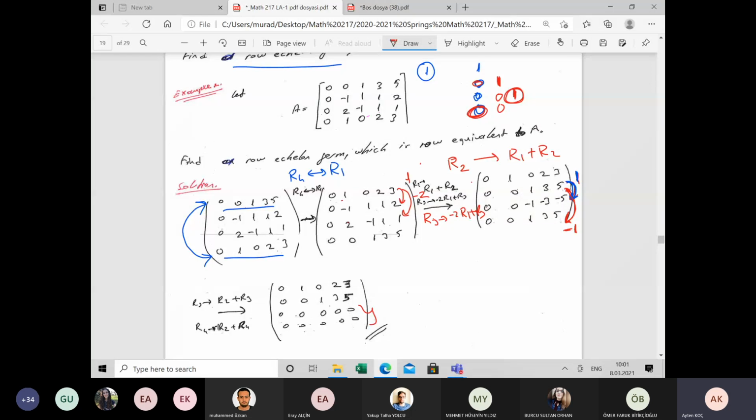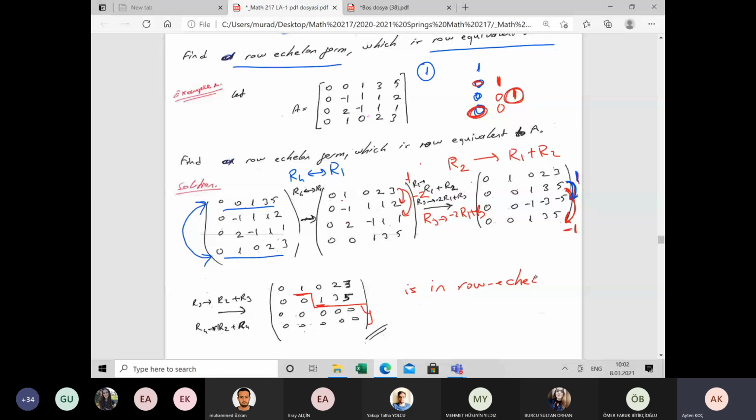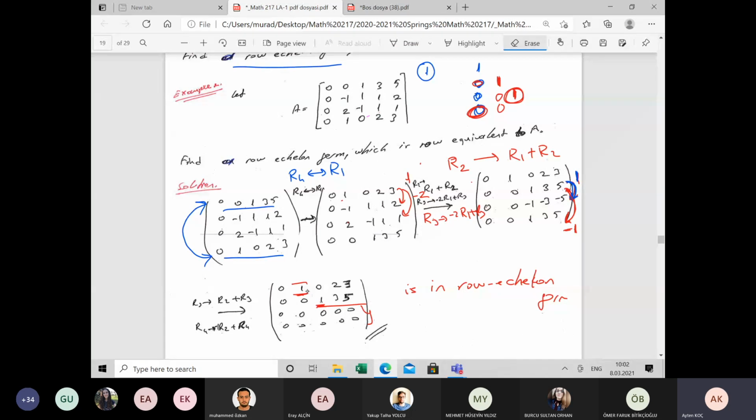And this one is row echelon form, because the zero row is at the bottom, yes. Every leading entry is one, yes. And each leading entry appears to the right and below the previous one, yes. And also this one is in row echelon form. For reduced row echelon form, the leading one should be the unique non-zero entry of its column.